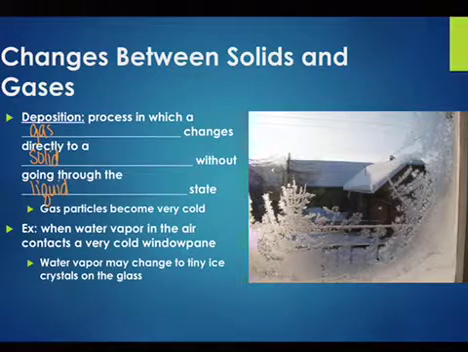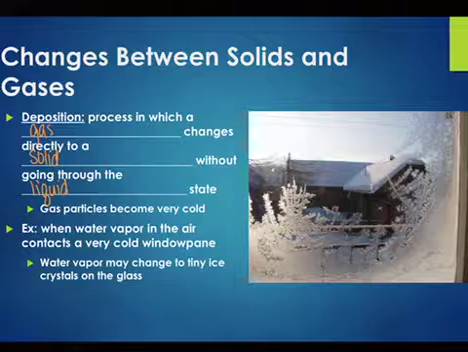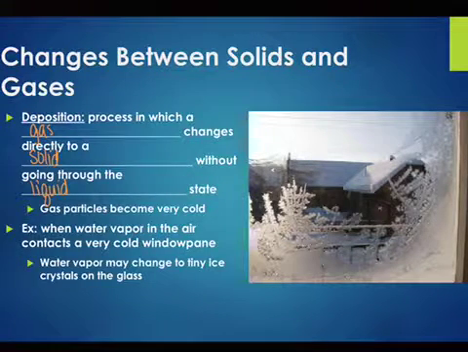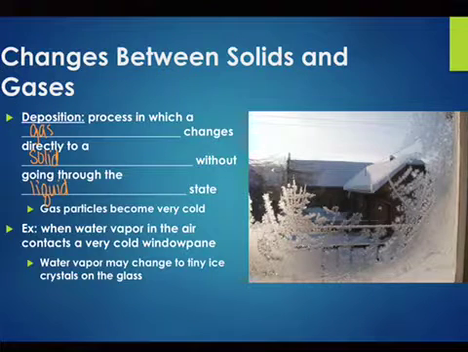The gas particles become very, very cold and they slow down very, very quickly. And this happens when water vapor in the air comes into contact with a very, very cold window pane. We see this in Minnesota a lot when our windows get icy because it's so cold outside. The water vapor may change to tiny ice crystals on the glass. And so those are your phase changes.